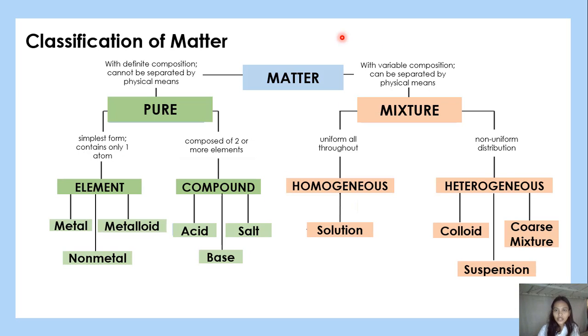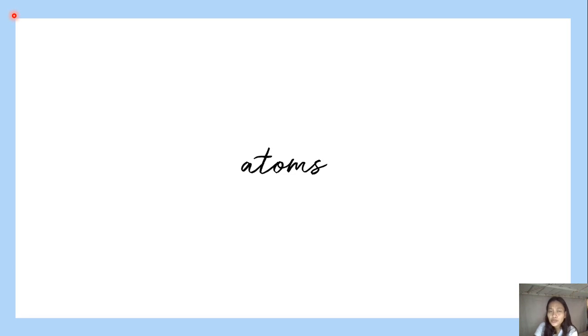Now, the other part is when matter has variable composition. So they are already called a mixture. A mixture, when distributed uniformly, is called homogeneous. An example of that is a solution. Now, if it is a non-uniform distribution, it is called heterogeneous. So it could be a colloid, a coarse mixture, or a suspension. So yes, that is our quick review on matter. Now let's proceed to atoms.